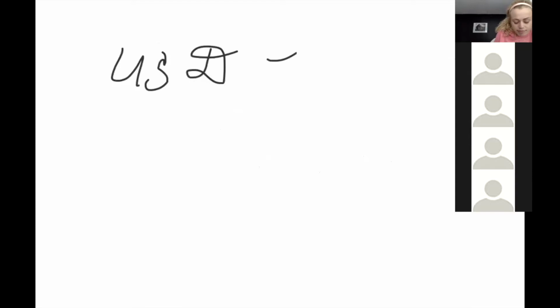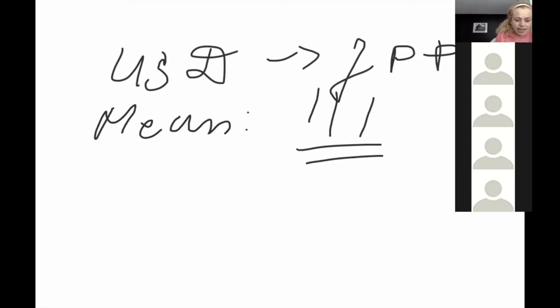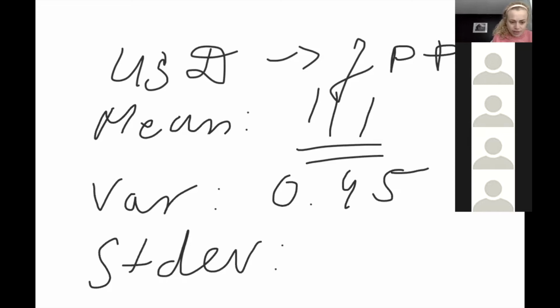And then the second conversion is USD to Japanese. And then your mean should be approximately 111. Then the variance will be 0.45. And the standard deviation should be the square root of 0.45, which will equal approximately 0.175.